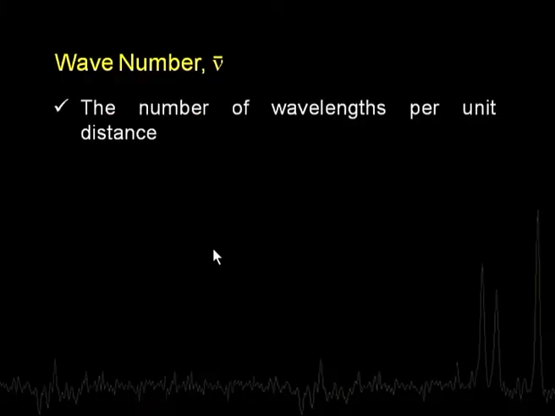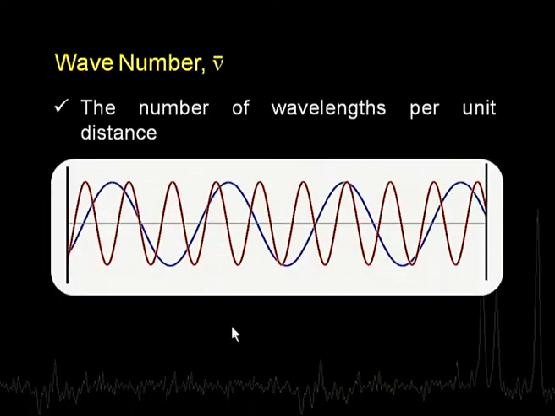Okay, let us move ahead and see yet another characteristic of EM radiation, that is your wave number. Wave number is given as nu bar. Now, as the name suggests, wave number is the number of waves or wavelengths per unit distance. Look at this picture here. Suppose I have taken a given distance, say point A to point B. If I look at these two waves, I find that there are more red waves in this particular distance than the blue ones. So, the wave number of red is more as compared to that of the blue.